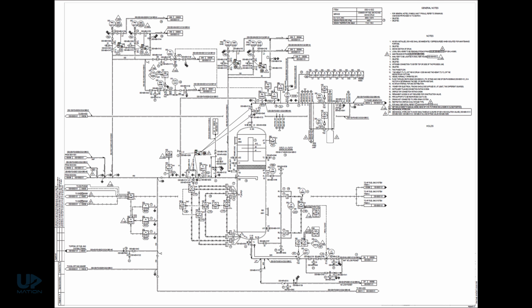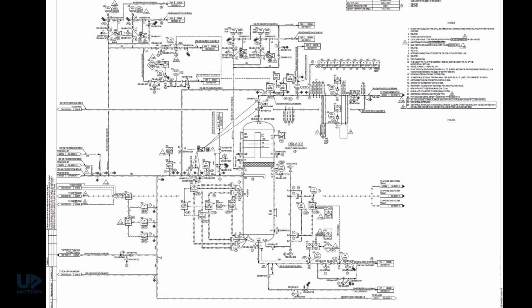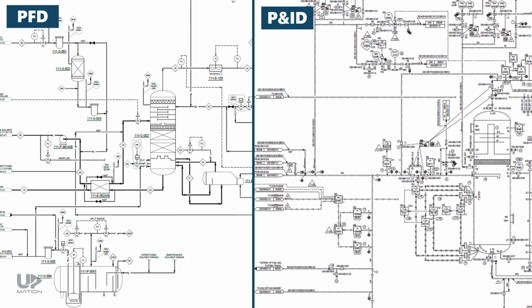Now, here is a P&ID from the same project. We have quite a lot more information here in the P&ID in comparison with the process flow diagram, don't we? You can think of a PFD as a preliminary version of a piping and instrumentation diagram. So to avoid confusion, a good starting point to read a new P&ID is the process flow diagram, if available.